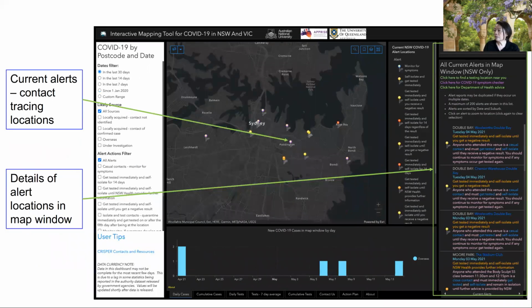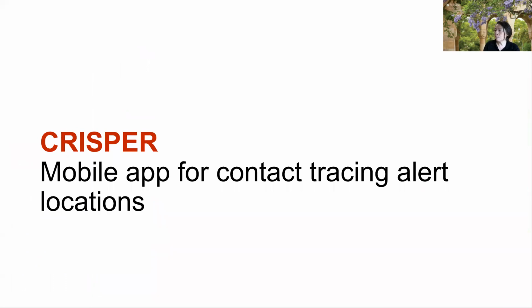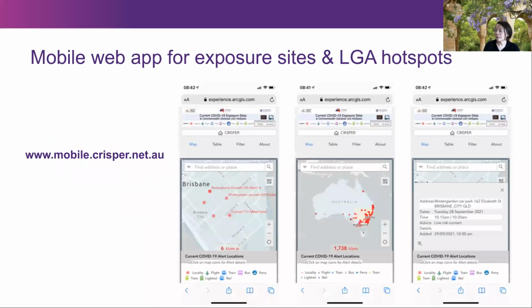I'll skip over this one because the mobile app is the one that's mostly being used now instead of the mapping tool for these contact tracing alert locations. So this is an app that works on your desktop, but also is mobile friendly. So we've called it a web app. We weren't able to put it onto the App Store because apparently only governments are now able to put COVID-related apps onto the app stores. But once people have saved this on their home screen, it pretty much works like an app.